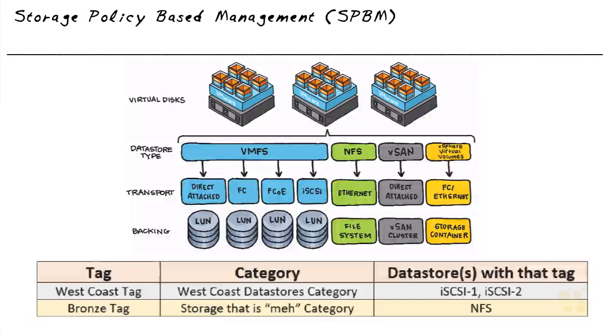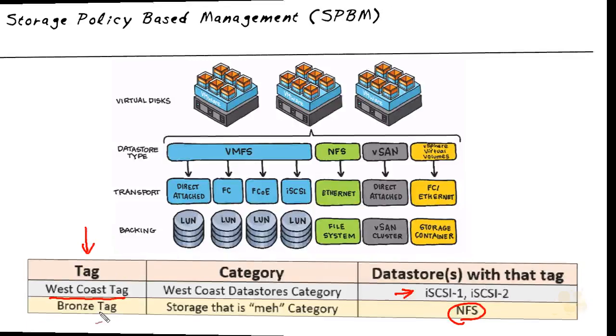For our lab, let's make this our game plan. Let's go ahead and create some tags. We'll create a West Coast tag and a Bronze tag. For each of those tags, we'll put them in the category of West Coast data store category, and storage that is meh category for the Bronze tag. And then we'll assign the tags as follows. iSCSI 1 and iSCSI 2 will both get the West Coast tag, and the NFS will get the Bronze tag. And then we can create policies based on matching those tags, and then we can assign the VM storage policies to individual VMs, and we can check to see whether they're compliant with their storage policy.